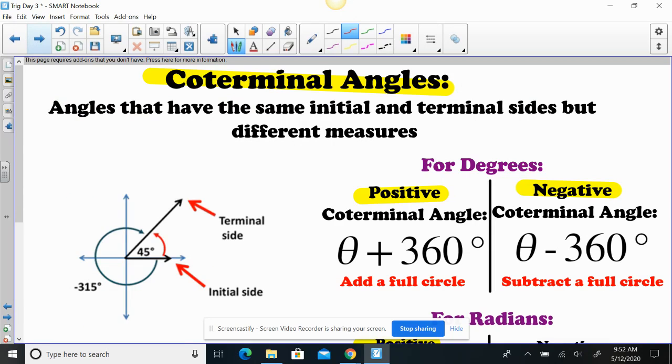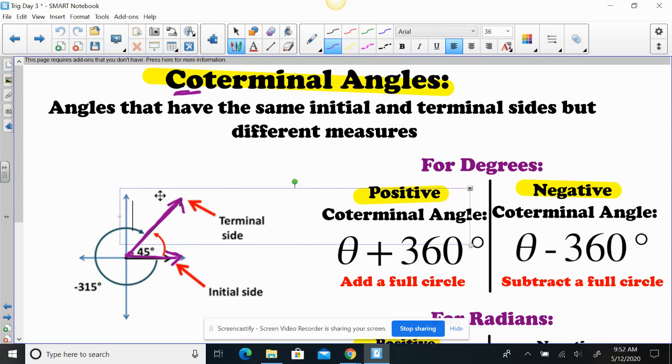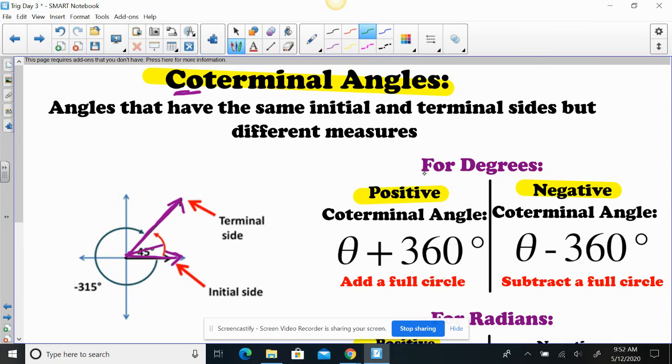So we briefly talked about this before, but co means that you are doing it together. If you are a co-captain of a sport, you are a captain along with someone else. If you are a co-pilot of a plane, you are a pilot along with someone else. So coterminal means that they share this terminal side. So the terminal side is the one that opens up away. This one's the initial, this one's the terminal side.